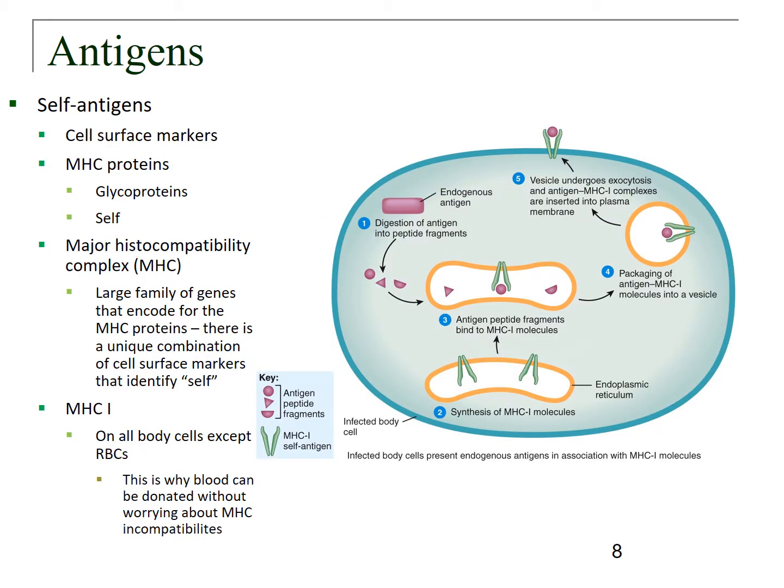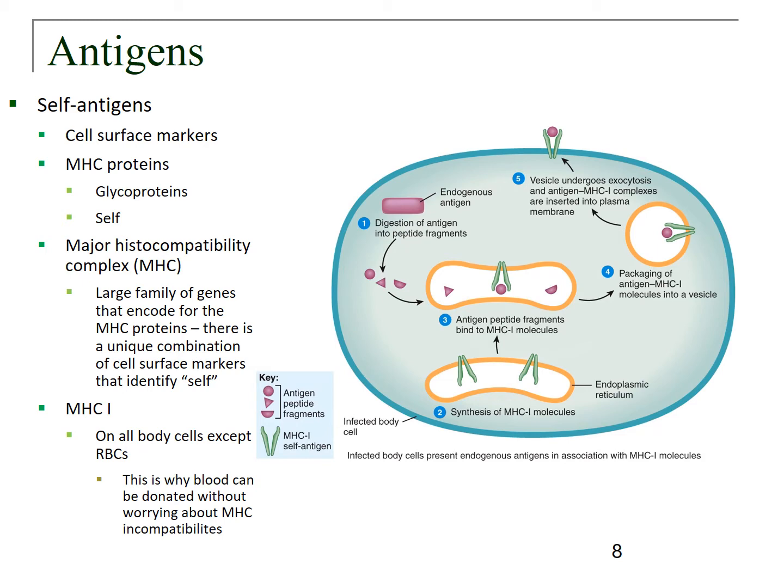Okay, so let's talk about antigens that are presented on the surface of cells. I realize that we went over this in the prior video, but I wanted a refresher here because I'm going to make a bit of a comparison in the next couple of slides. Self-antigens are these MHC proteins that we talked about before. MHC stands for major histocompatibility complex, and there's a combination that's unique to individuals that identifies the cell as being self, or belonging to your own body. You've got MHC1 molecules on all body cells except for red blood cells.